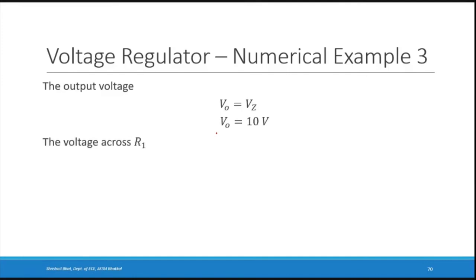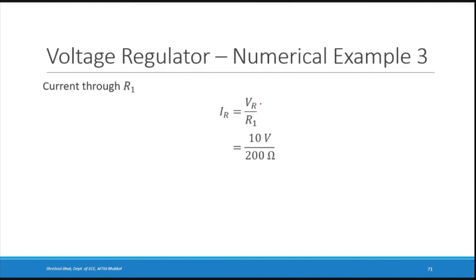Is it right? So I can write VR is equal to Vin minus Vz. That is 20 minus 10, that is equal to 10 volts. Right? And Vz is already given, it is 10 volts. Now we have to find the currents. The current through R1, you can say it is IR, that is V divided by R. The voltage across R divided by the resistance R1. So VR you have found to be 10 volts, and resistance R1 is given as 200 ohms in the circuit.